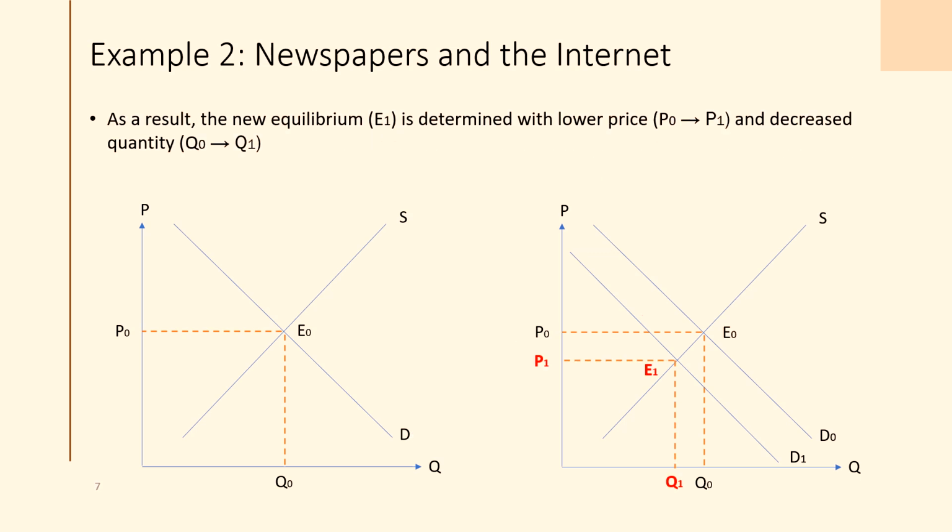This change affects demand, not supply. Because people prefer digital news, demand for printed newspapers decreases. So the demand curve shifts to the left from D0 to D1. As a result, the new equilibrium shows both lower price and lower quantity. So the key takeaway is: a decrease in demand leads to lower price and lower quantity.